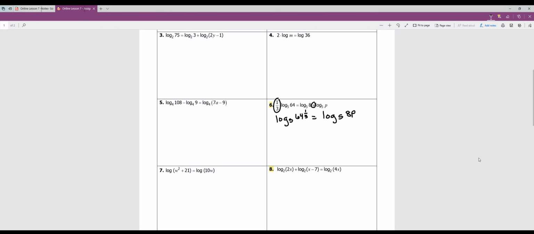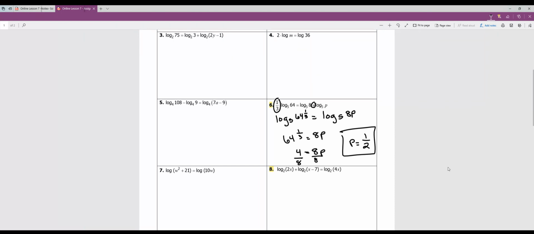Okay. So now I can use my one-to-one property and set my insides equal to each other. And the cube root of 64 is 4. So 4 is equal to 8p. I divide by 8 on both sides, and I get that p is equal to 1/2. And then remember, we want to check and make sure that's not going to give us a negative number or a 0. And if I plug in 1/2 for p, it's just going to stay 1/2. So this is a solution. That takes care of number 6.